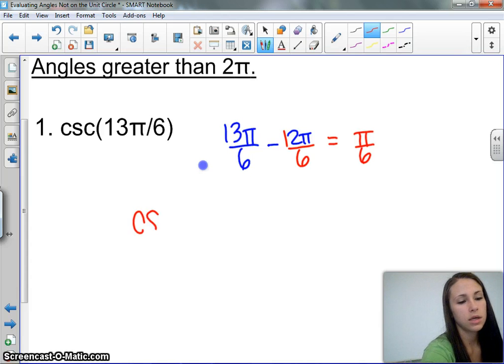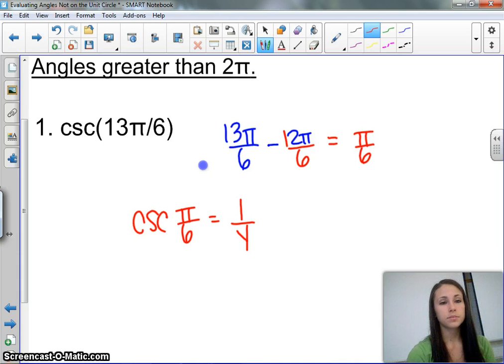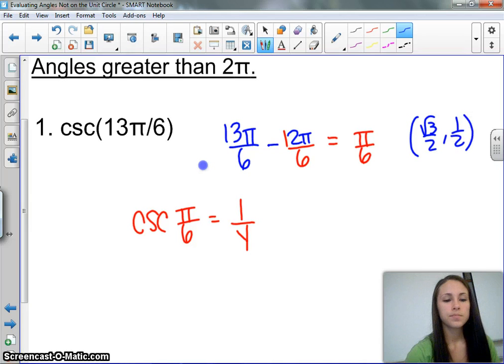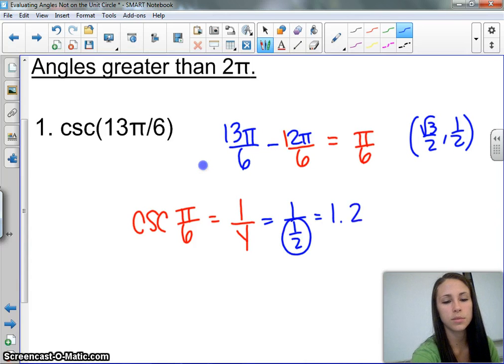And so I'm finding the cosecant at pi over 6. That's just 1 over the y. Our coordinate at pi over 6 is going to be square root of 3 over 2, 1/2. And so then when I simplify 1 over 1/2, I would flip this bottom 1/2. That gives me 1 times 2 over 1, which is just going to be 2.